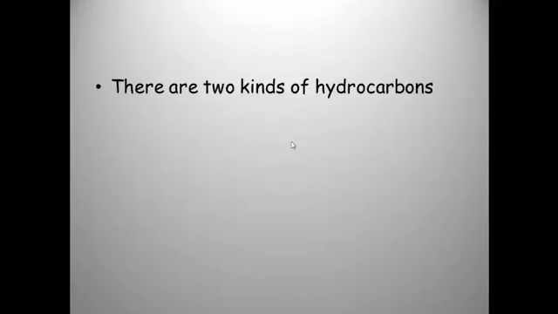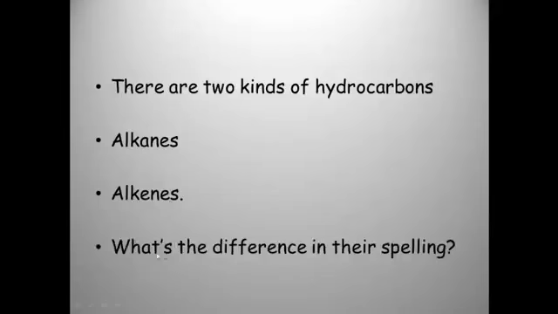Now, the other thing you need to know is that there are two kinds of hydrocarbons. There are alkanes, and alkenes. Now, what is the difference in their spellings? Well, alkenes have a double E, don't they? And alkanes just have one E. Now I always think of it like this. If it has a double E, then it has a double bond. So the alkanes, just one E, so they have a single bond. Alkenes have two E's, so they have a double bond.